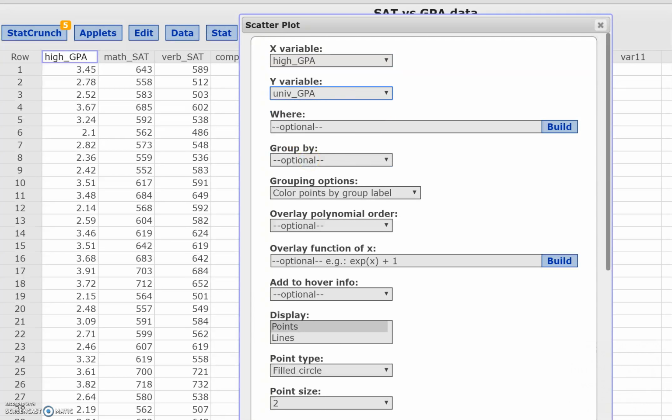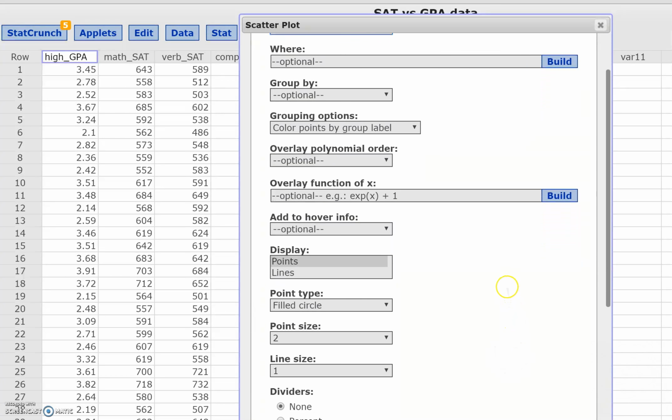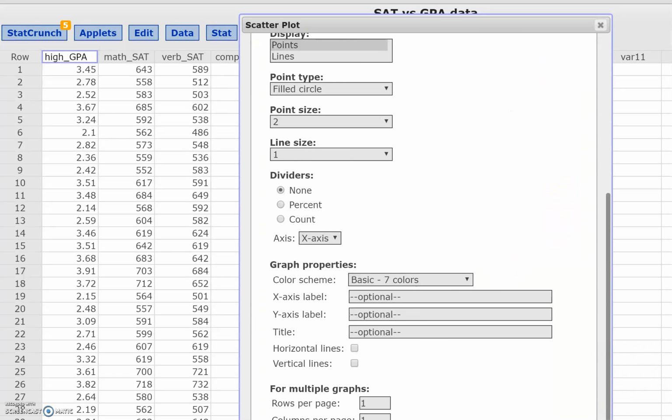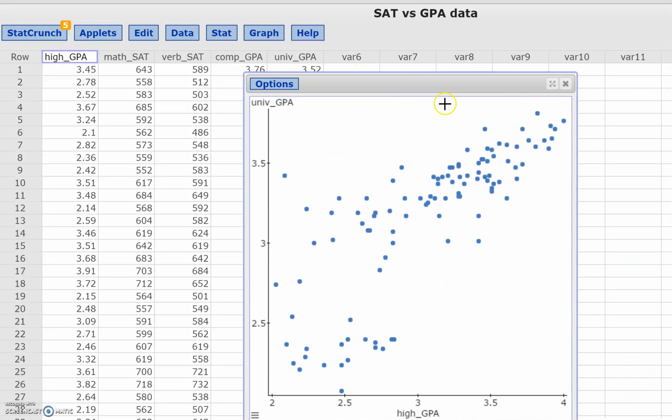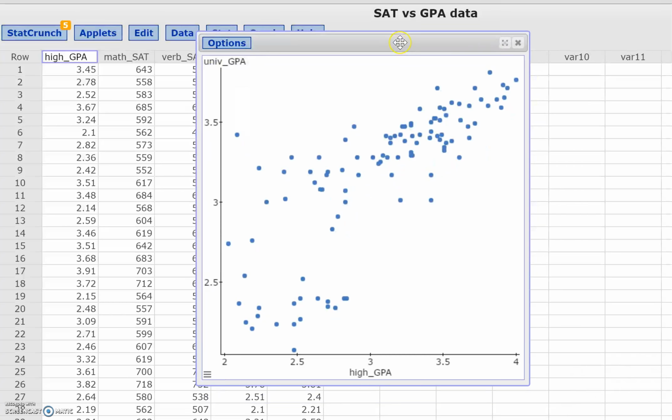No reason to do any grouping, but if we had something like major or, I don't know, gender, we might want to group by that, which we could change the color so we could see if there's any group effects. But for now, that's all we need. So I'm just going to go ahead and press compute. So here is our corresponding scatter plot.